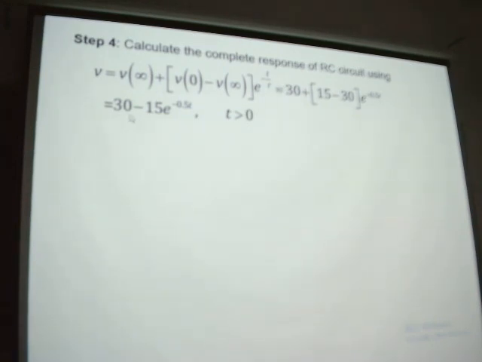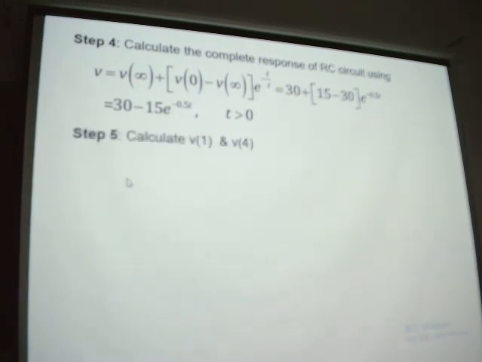And then 15 minus 30 is minus 15, and we get the value. Don't forget t greater than 0. Every time we write the complete response, we must know it is for a time period. It's for a time period, not just for one moment.